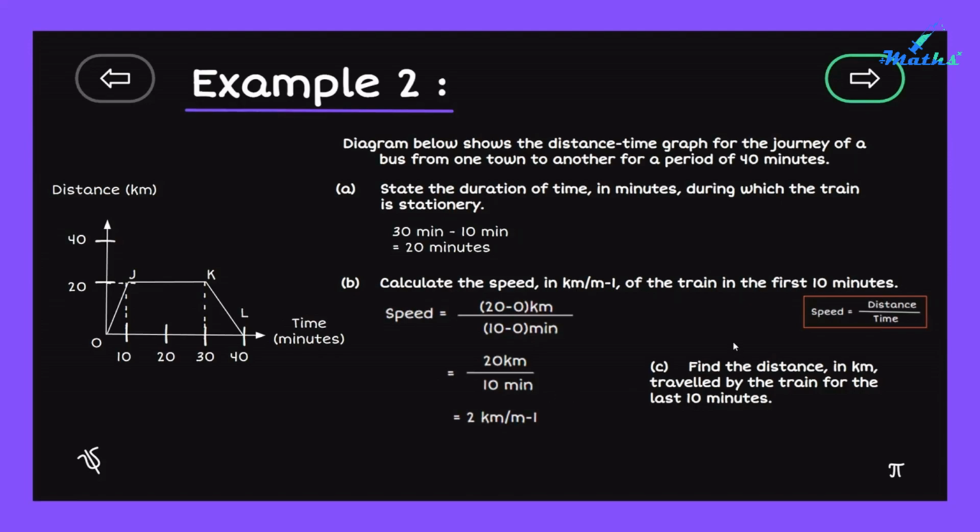This is the unit. Further, C is to find the distance traveled by the train in the last 10 minutes. So you find the distance for the last 10 minutes. We just take 40 minus 30.